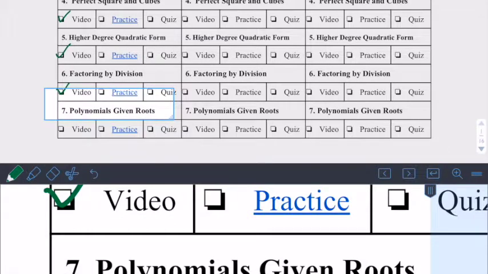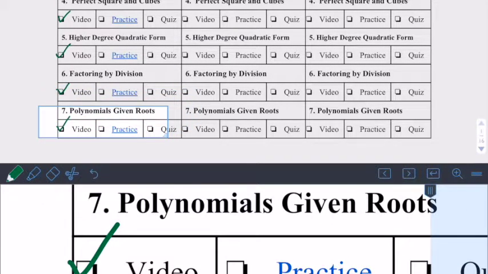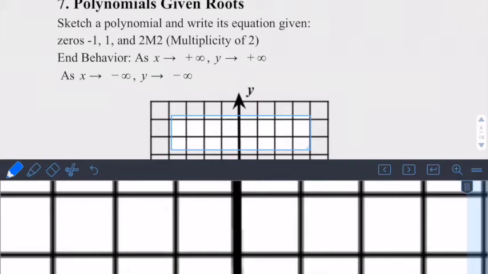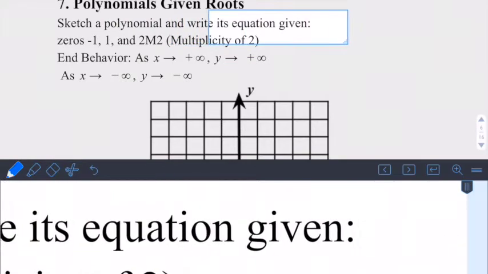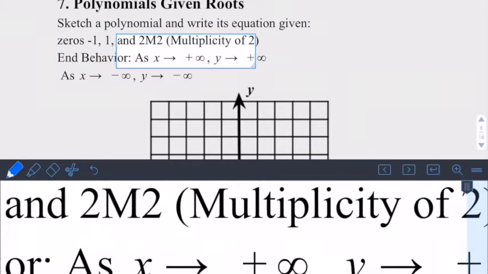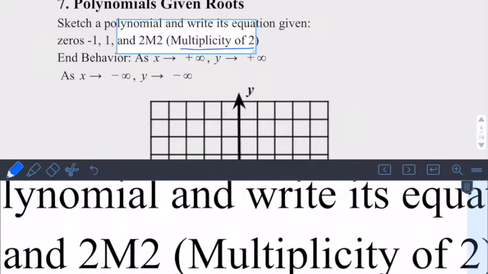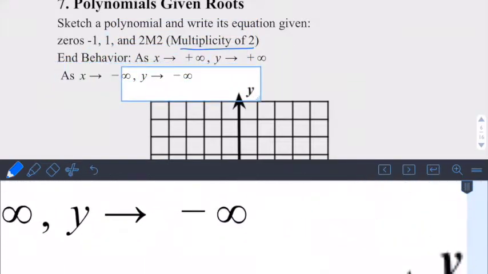And this is Tier 1, Lesson 7, Polynomials Given the Roots. So this will be a blast from the past. We're going to sketch the polynomial and write its equation given all of the zeros. So I have -1, 1, and 2 with a multiplicity of 2. Remember, that means this root happens twice. We also have the end behavior here.